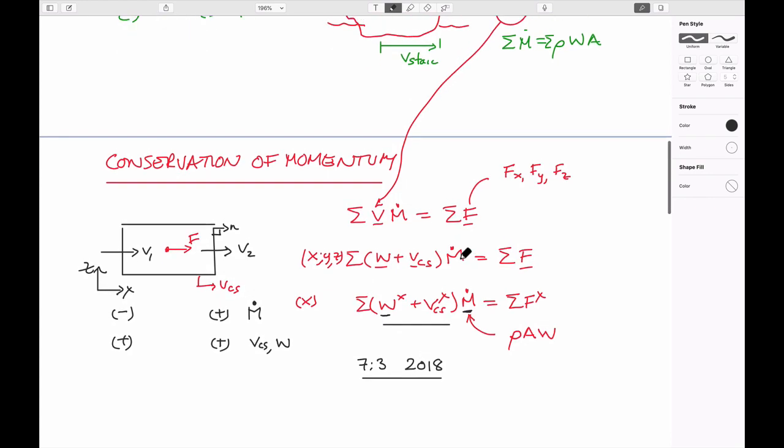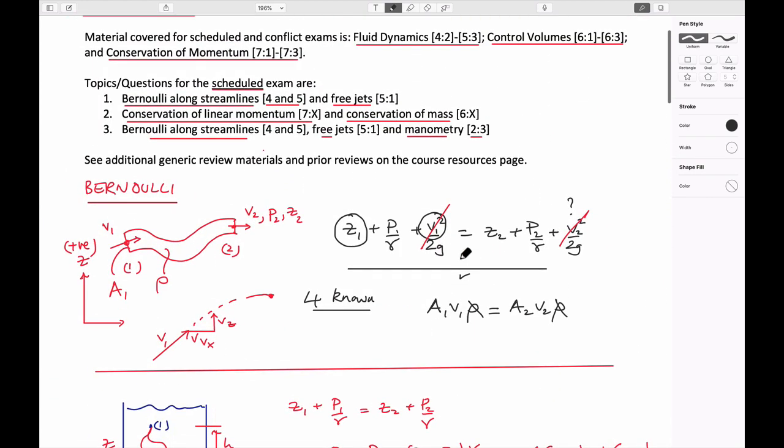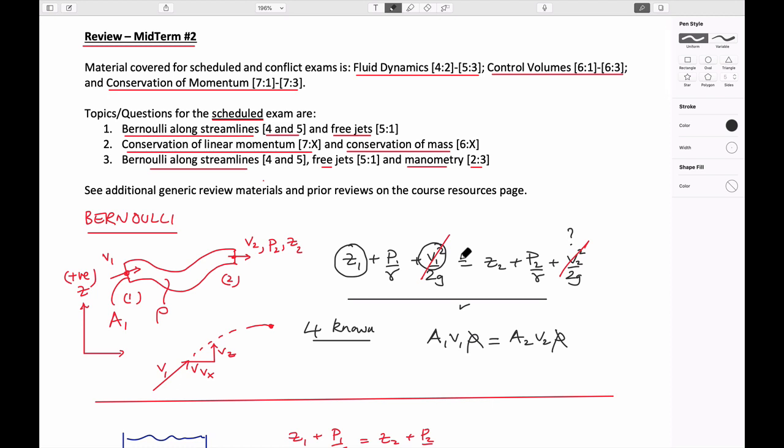So those are the main topics that you need to be able to understand. And if you understand the equations that we've just put down here, as long as you know how to use them, then I think you fare well.